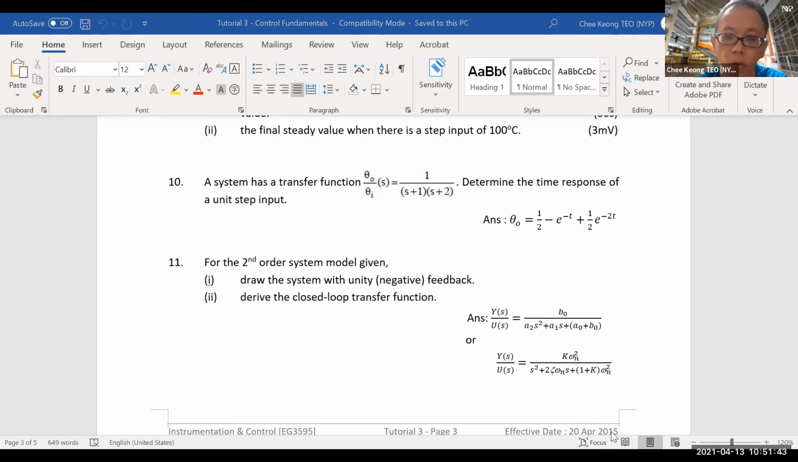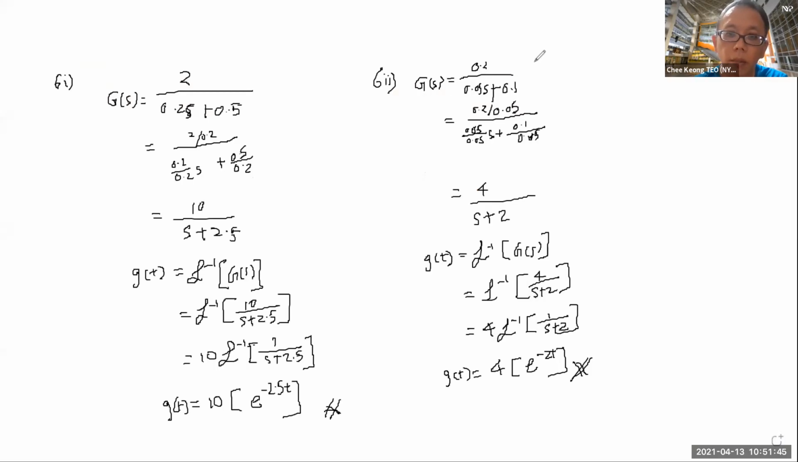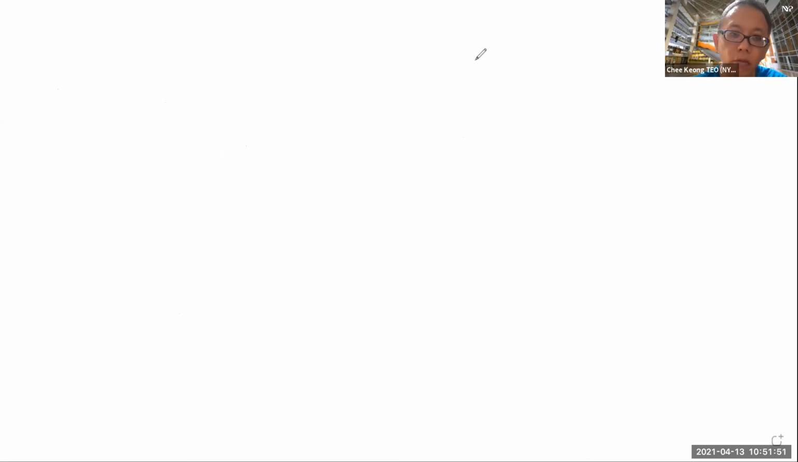So let's go back to the whiteboard. I will clear this, of course. If you want to refer back again, you can play back the video. There's no problem. So now let me write out the transfer function again. This is theta out s over theta in s equals 1 over s plus 1, s plus 2, right?